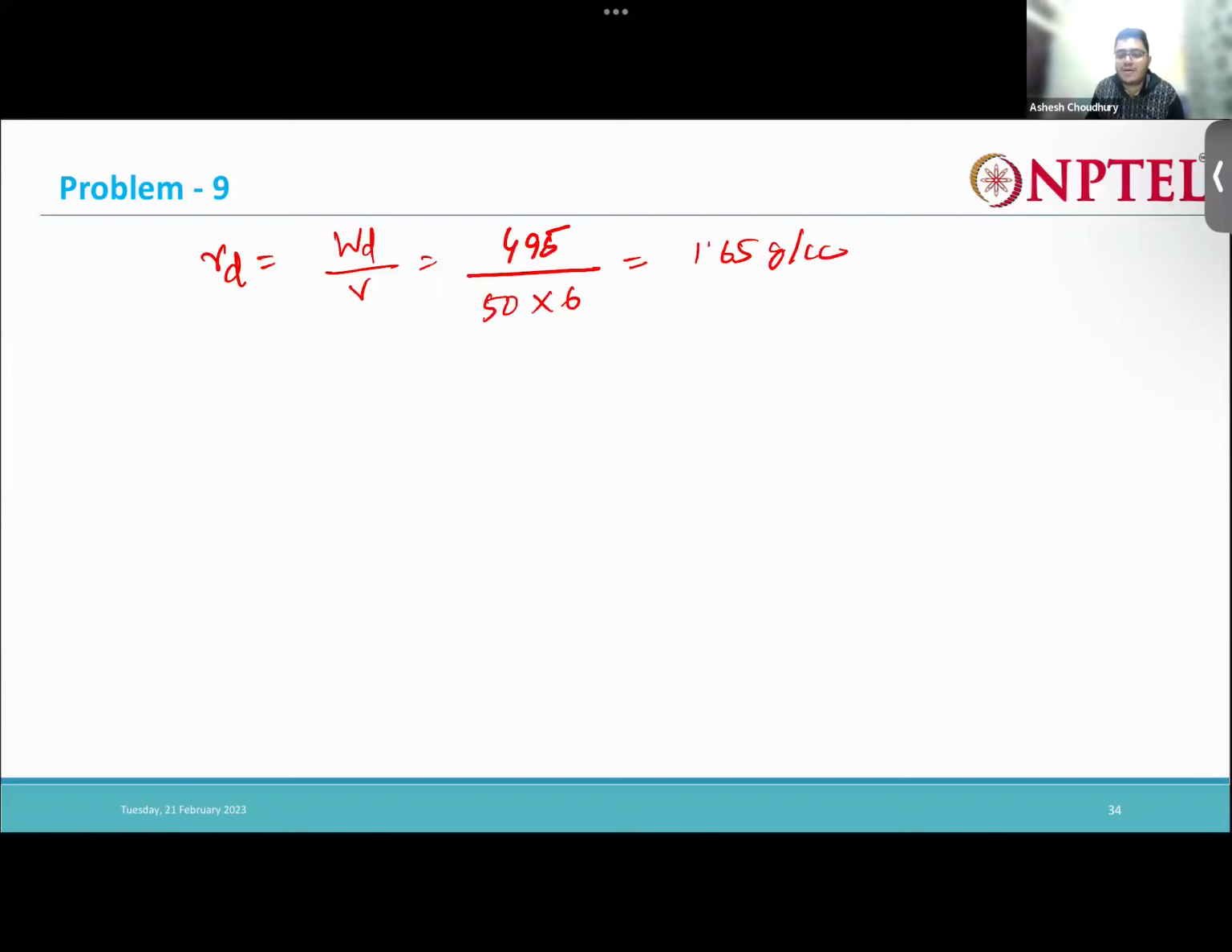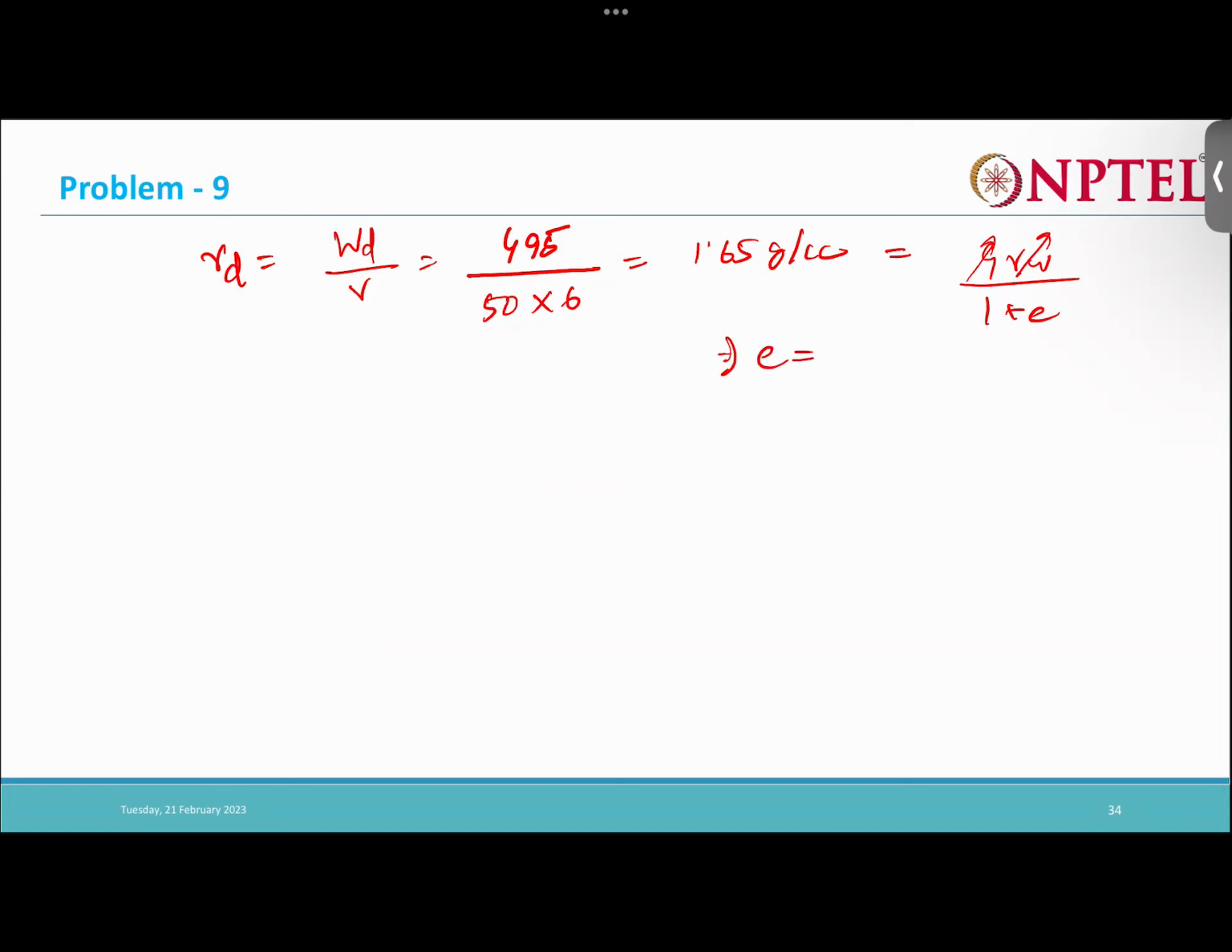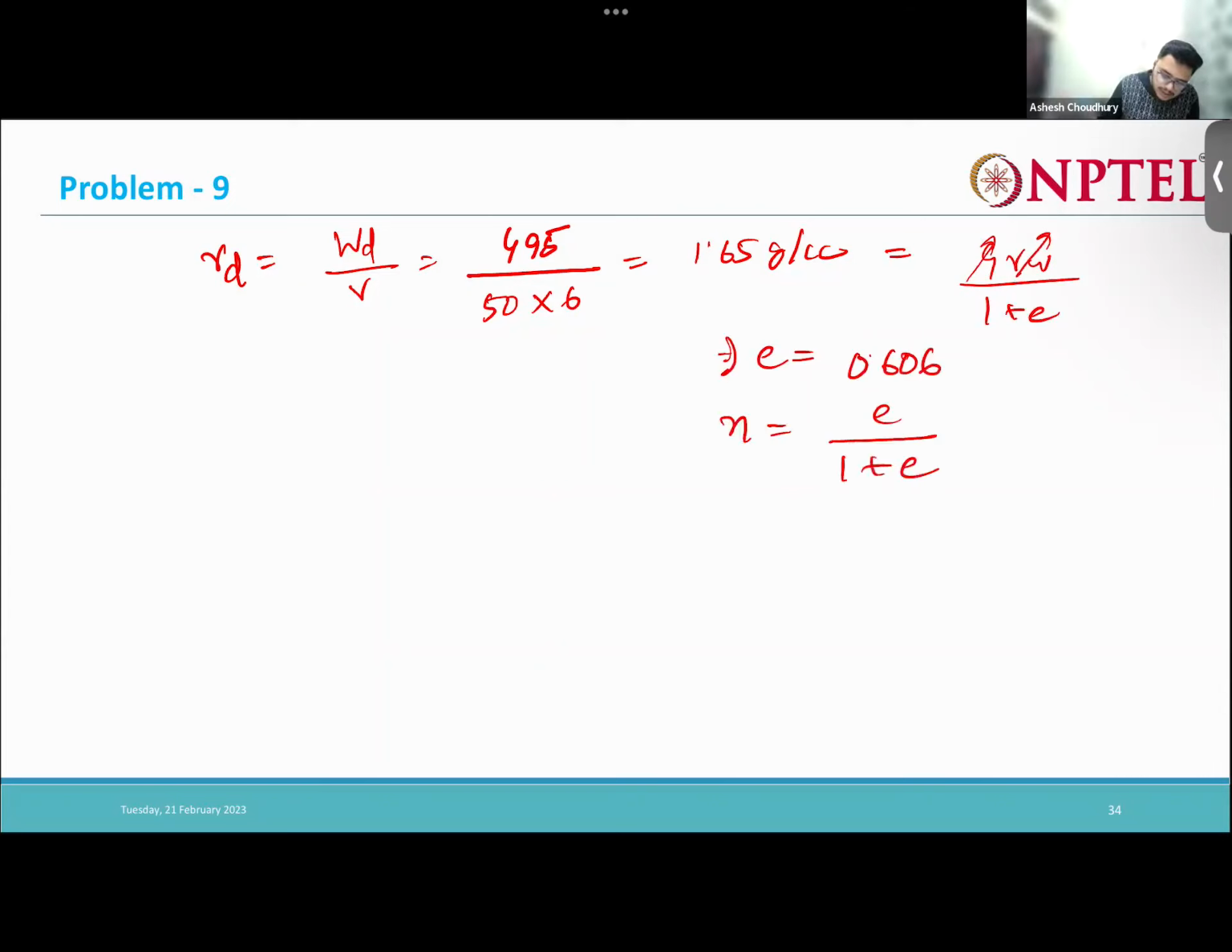Now the main task here is to find the void ratio and the porosity n. In order to determine that, I know that dry density is equal to G gamma W divided by 1 plus e. G I know, gamma W I know. So from here I can find e, which is 0.606. Now what is n? n is nothing but e by 1 plus e, so it will be 0.377.